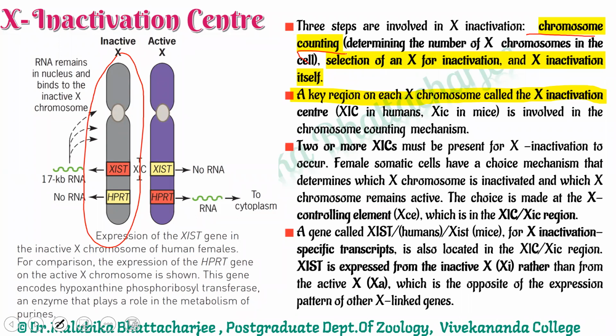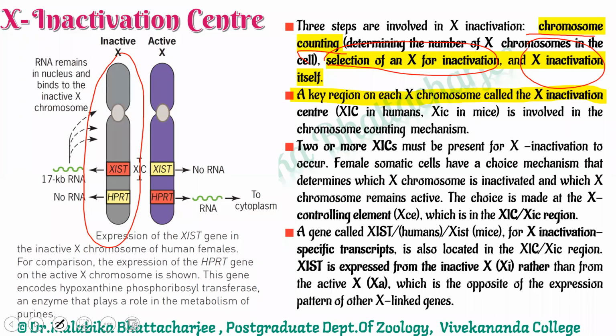The second step is the selection of an X for inactivation. That is a random choice. One of the X chromosomes is selected for inactivation. And once one of the X chromosomes is selected, X inactivation occurs. So these are the 3 defined steps in which X inactivation occurs. First is counting the number of X chromosomes. Second is selecting an X for inactivation. And third is the phenomenon of X inactivation itself.